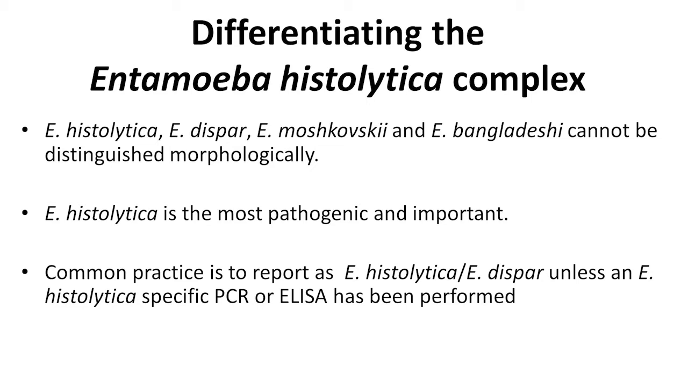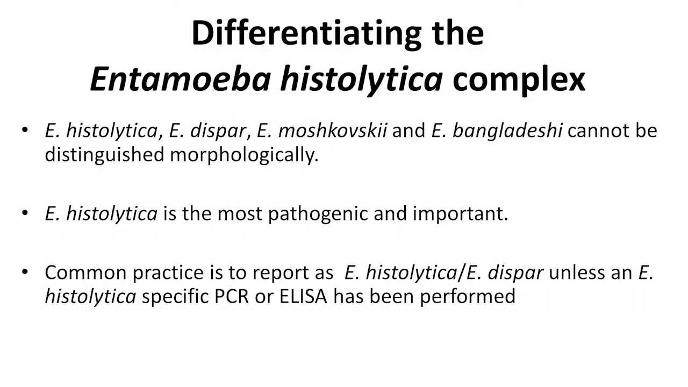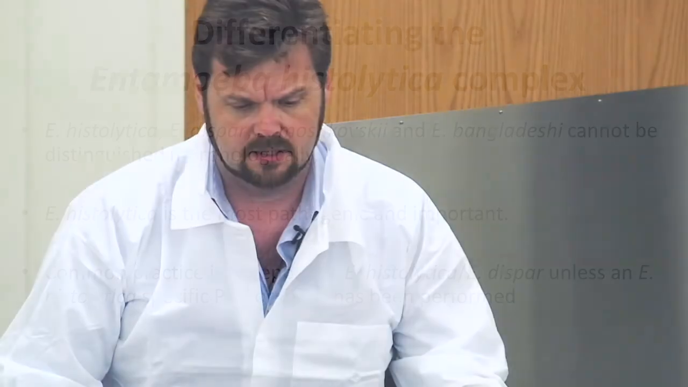This webinar is about morphology, but I think it's important, because of the great significance of Entamoeba histolytica sensu stricto, true Entamoeba histolytica, that I briefly discuss how to differentiate that from the other members of the Entamoeba histolytica complex. As I said, there are 4 you might come across in humans. There's also Entamoeba nuttalli, but it's only been reported once in the Entamoeba histolytica complex. Histolytica is by far and away the most pathogenic and the most important.